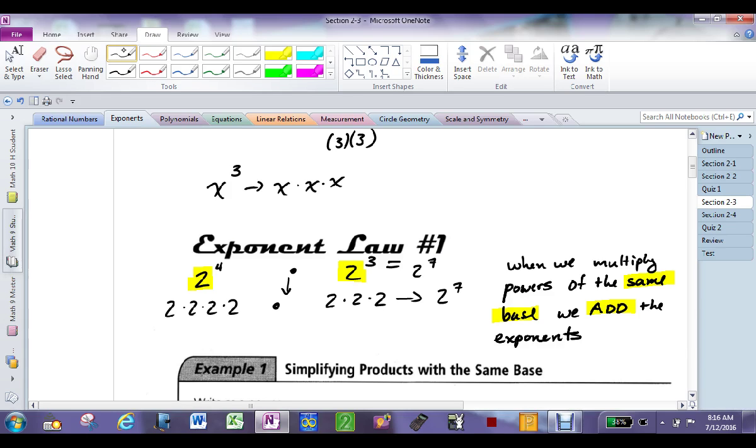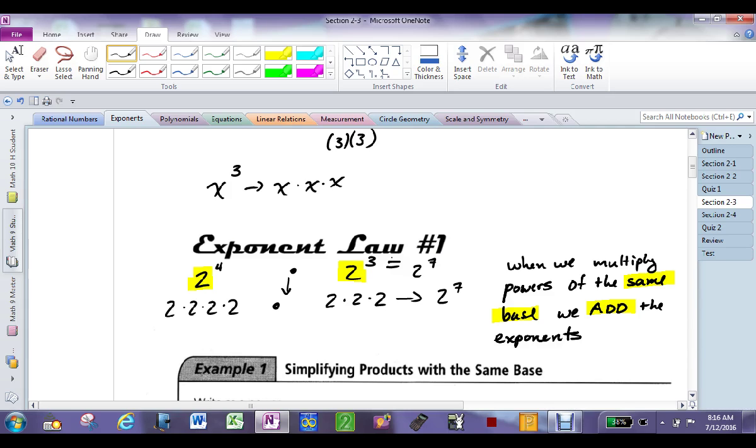Right? What if the exponents are weird? Like, what if the exponents are not pretty, like 4 and 3? What would you do? You'd still add them. Why? Because that's what you're supposed to do.